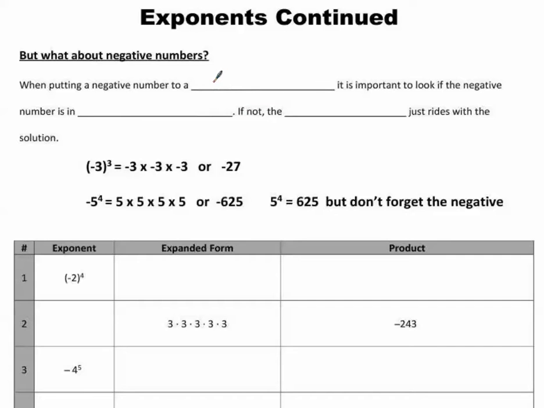When putting a negative number to an exponent, it is important to look if the negative number is in parentheses. If not, the negative just rides with the solution.